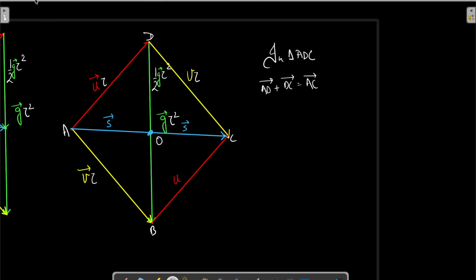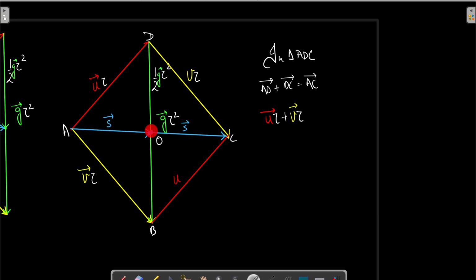Okay, so AD vector is U times tau. DC vector is V times tau. And the AC part is twice of S vector. You see how? Because this much AO is S vector and OC is also S vector. So AC is AO vector plus OC vector. You see how? AO vector plus OC vector is complete AC vector. So AC vector will be 2 times S.